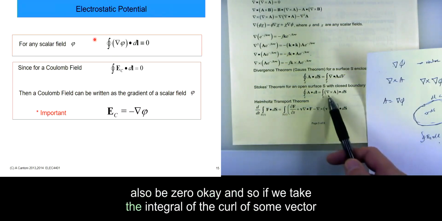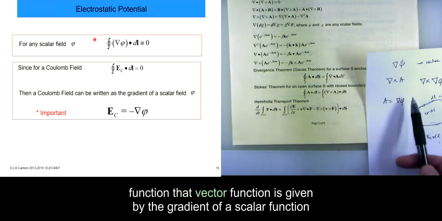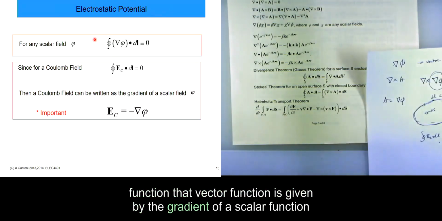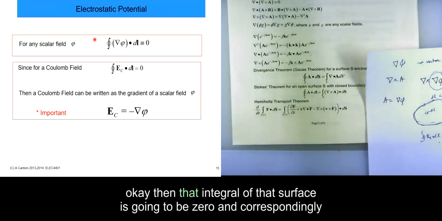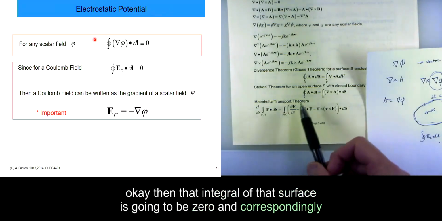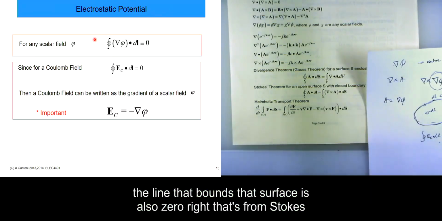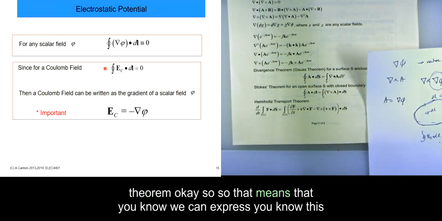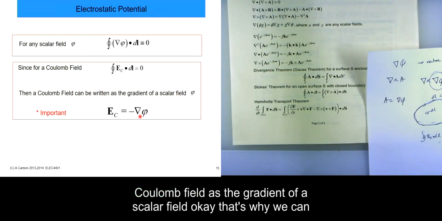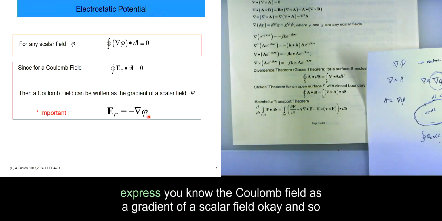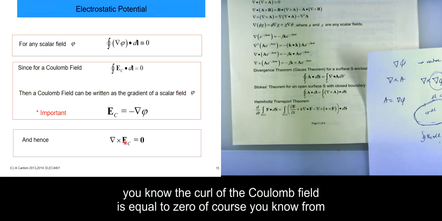And so if we take the integral of the curl of some vector function, and that vector function is given by the gradient of a scalar function, then the integral over that surface is going to be 0, and correspondingly the closed integral around the line that bounds that surface is also 0. That's from Stokes' theorem, okay? So that means that we can express the Coulomb field as the gradient of a scalar field, okay? And so the curl of the Coulomb field is equal to 0, of course, from here.